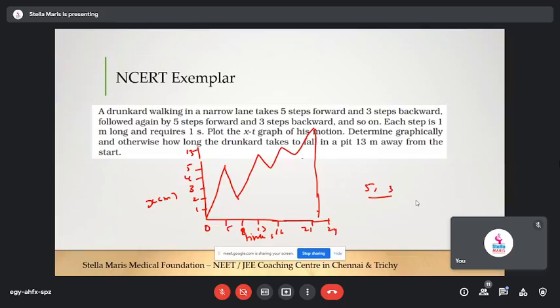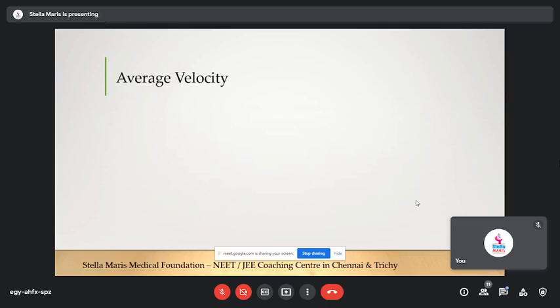Are you guys clear with this? Yes, sir. Okay, you want me to draw this graph for you, the entire graph? I have given you the idea, you can also try, but do you want me to draw this graph for you? Okay, so we'll proceed to the next one.